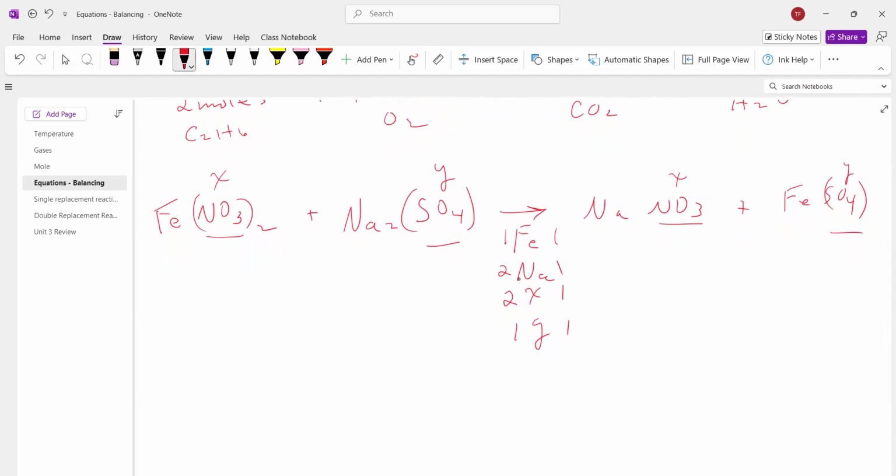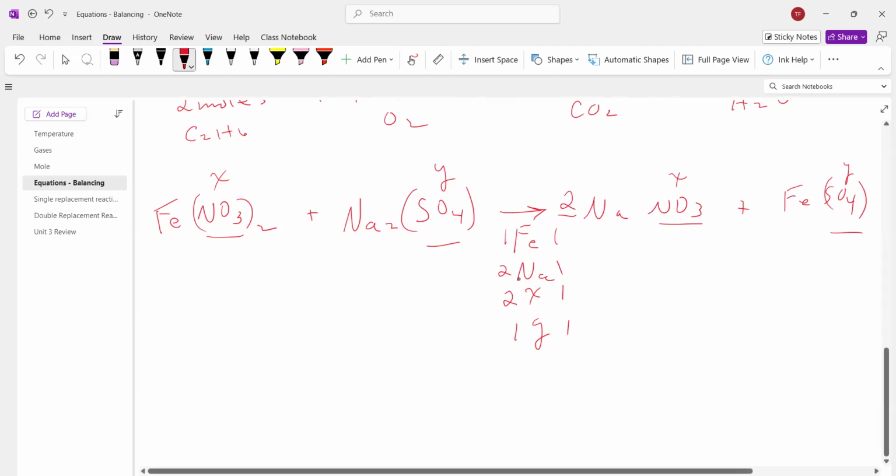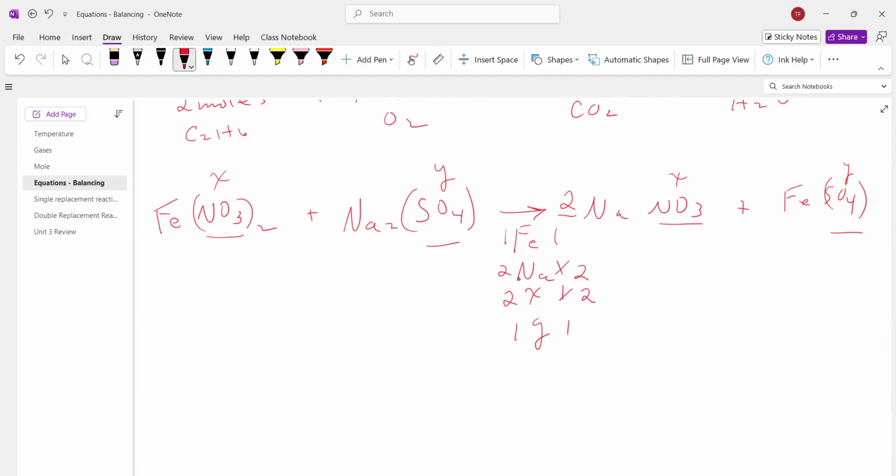Okay, now the coefficient here, we're going to make 2, so that we end up with 2 sodiums and 2 X's. Okay, what about Y's? Well, we've got 1 Y and 1 Y. 1 iron, 1 iron. 2 sodiums, 2 sodiums, 2 X's, 2 X's. It's balanced.